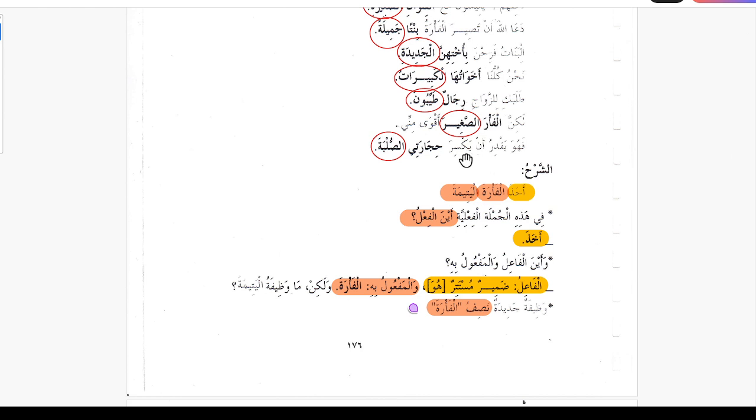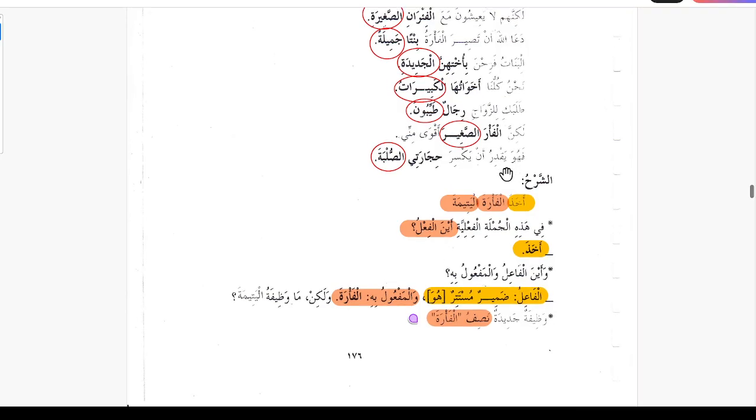Fahuwa yakdiru an yaksira hijarati sulba. He is able to break my rock, solid rock. He can break my solid rock. So sulba is the adjective for hijara.